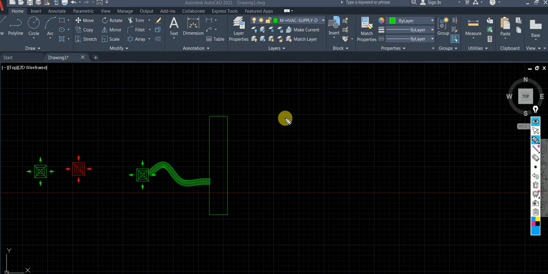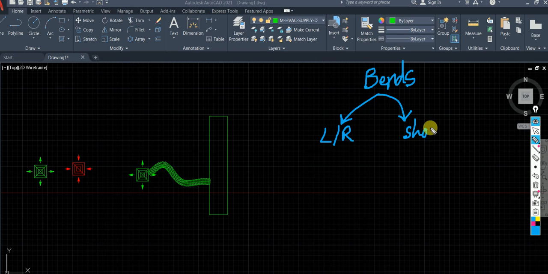One is a long radius and one is a short radius. Okay, so remember this. Whenever there are two types of bends, just write this, bends. People call it elbows, I call it bends, 90 degrees. There are two types, one is long radius and one is short radius. LR, long radius, not left right, long radius. Another one is short radius.